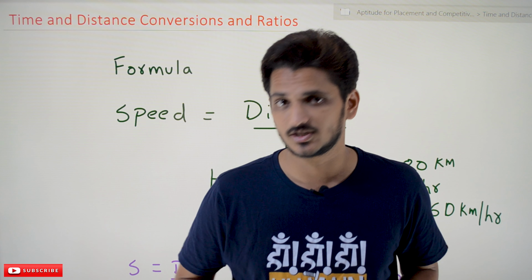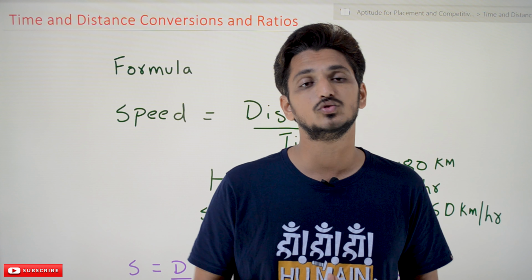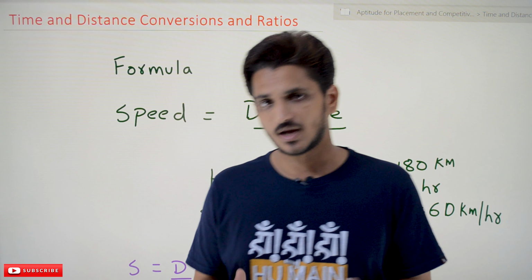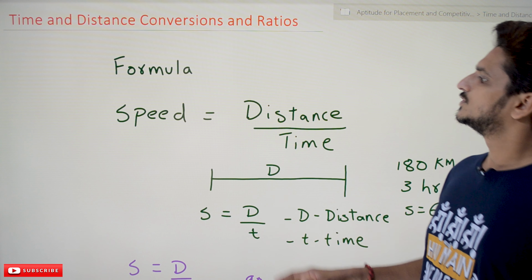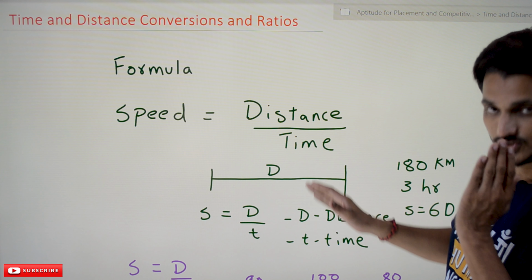This is our first class on time and distance. We discuss a few formulas, and in our coming classes, we are going to do some practice examples. Coming to today's class, speed is given as distance by time. So let's take an example.